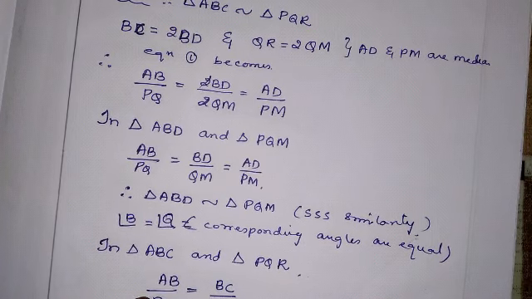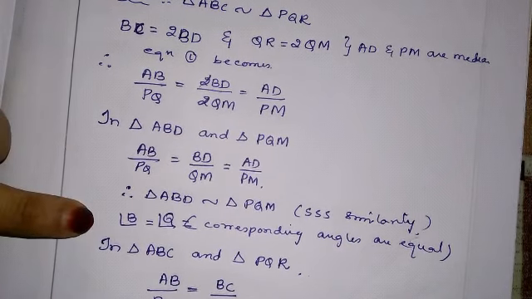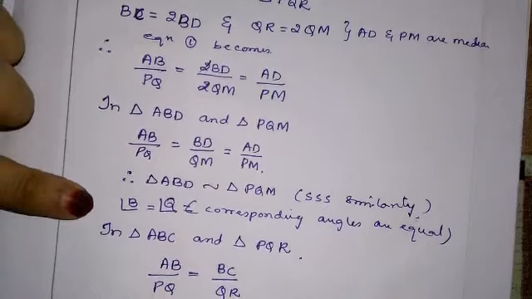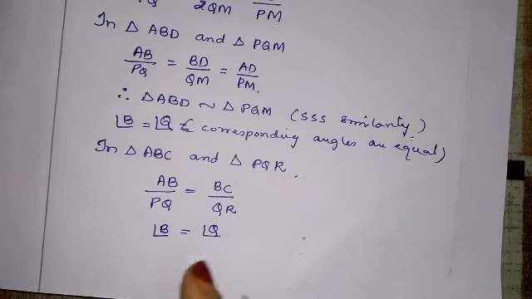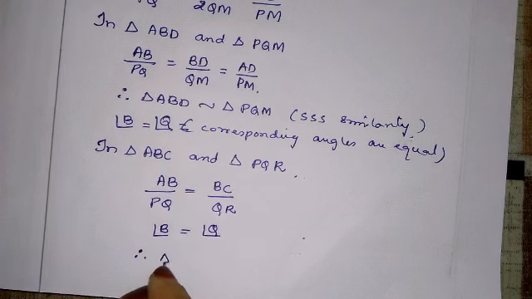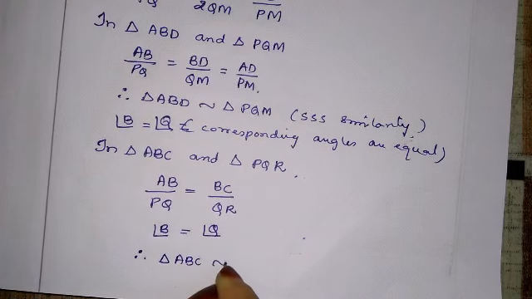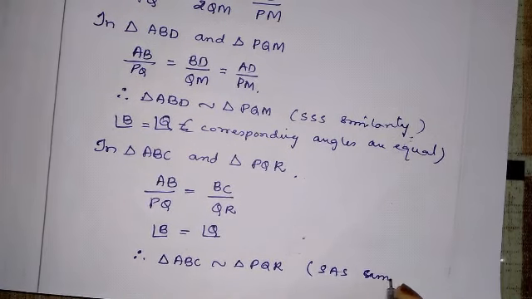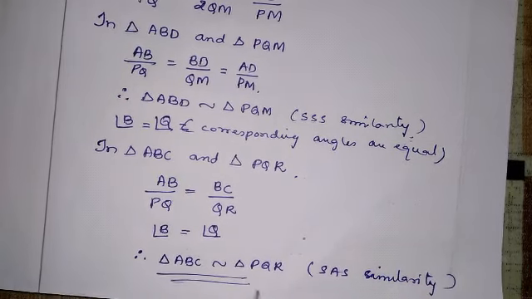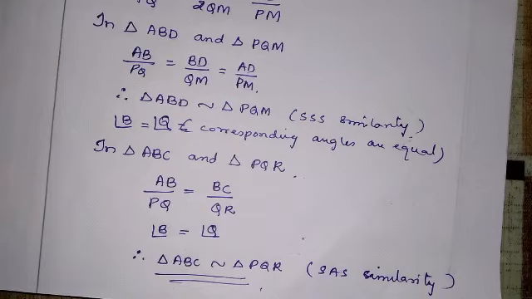But now we got angle B is equal to angle Q. We proved that just now. Therefore, triangle ABC is similar to triangle PQR by SAS similarity. So we got the answer. Question number 12 we completed.